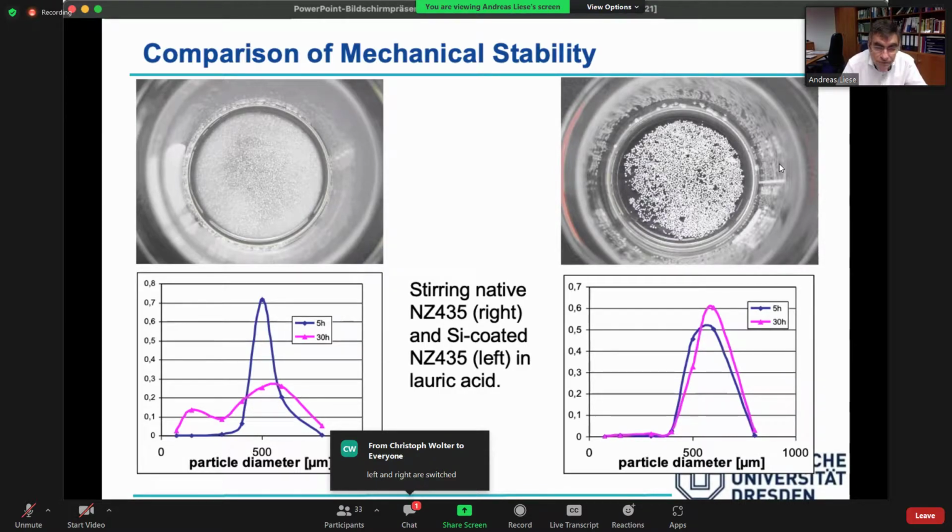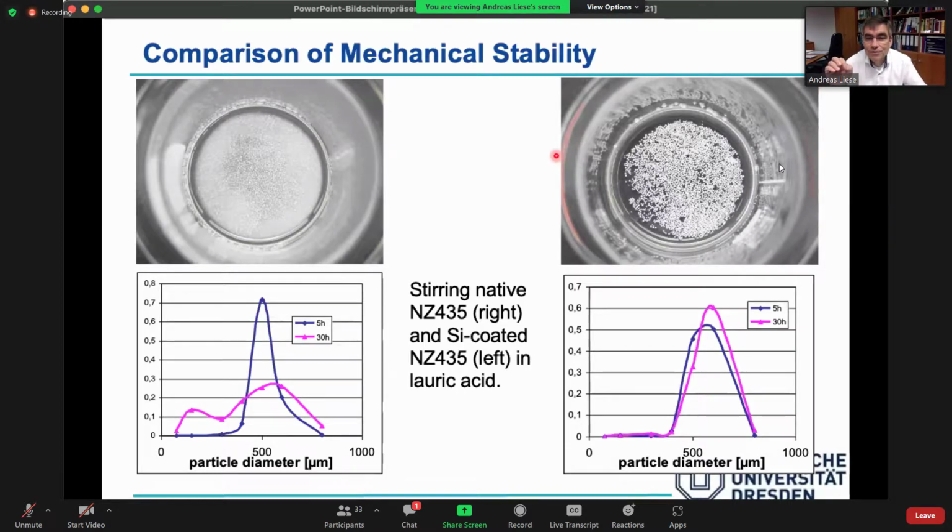Now I see I've got a message in the chat. Left and right are switched. Oh yeah, sure. Wait a moment. No, it's right. Why do you think it shifts? On the right side, there are the particles which have the coating, and you don't see a change in the particle diameter. On the left, you see the fractured particles on top after 30 hours, and you see the broadness.